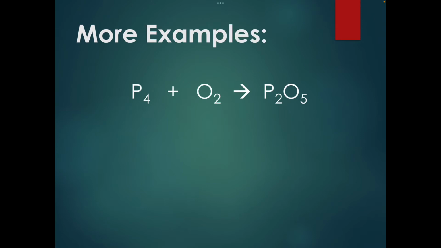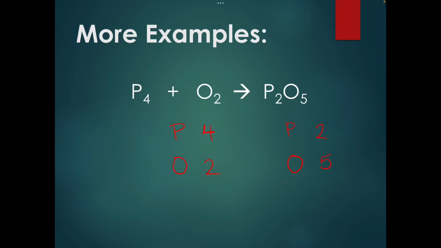Let's try this one. On each side, we have phosphorus and oxygen. On the left-hand side, we have 4 phosphorus and 2 oxygens. On the right-hand side, we have 2 phosphorus and 5 oxygens. Again, we're going to need to multiply these by something to get them to even out. Like I said, I usually recommend doing oxygen and hydrogen last, so let's balance our phosphorus first.